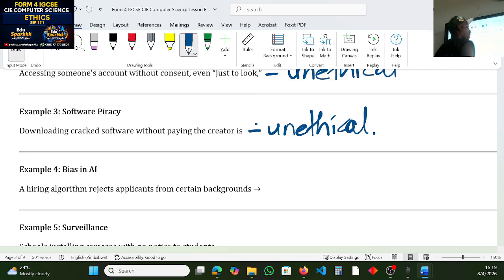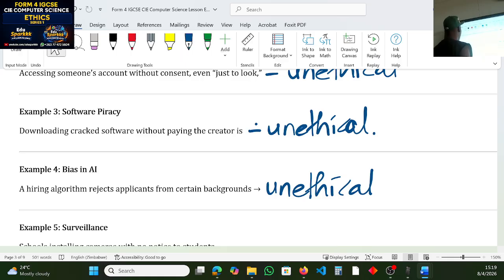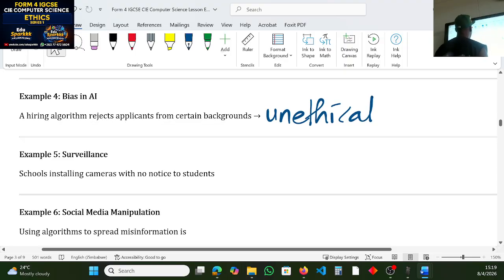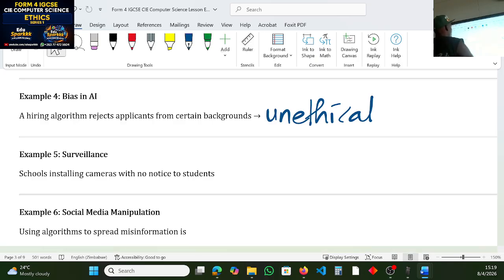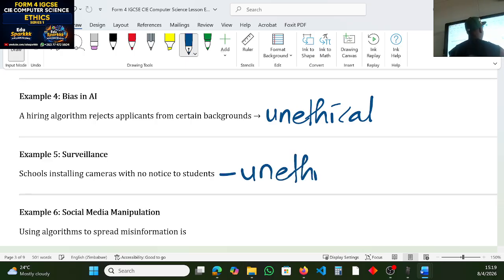Then we also have sometimes bias within artificial intelligence. So we have a hiring algorithm that rejects applicants from certain backgrounds. I mean, this is unethical because people should be treated fairly, especially when an algorithm is deemed to be behaving in a fair manner. Surveillance within schools, installing cameras with no notice to students. Again, it's another privacy consent issue. So this is unethical because people need to give consent to say they can be monitored.